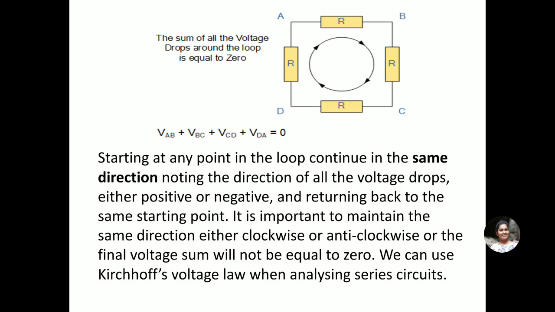Starting at any point in the loop, continue in the same direction, noting the direction of all the voltage drops, either positive or negative, and return back to the same point. It is important to maintain the same direction, either clockwise or anti-clockwise, otherwise the final voltage will not be equal to 0.